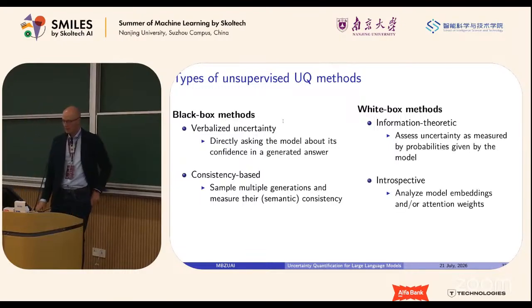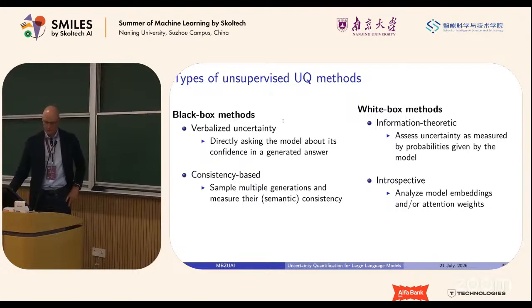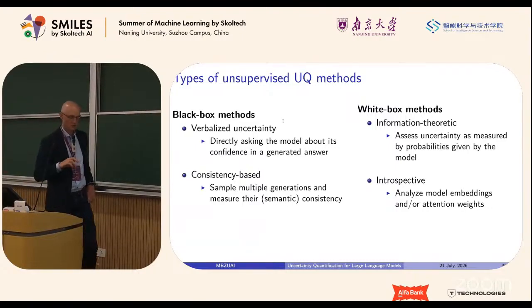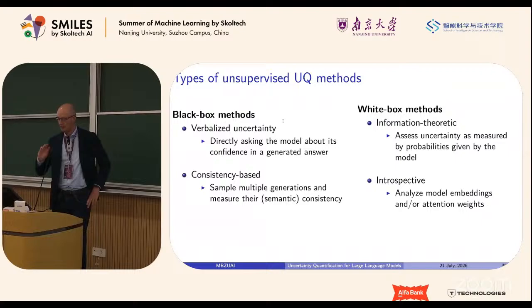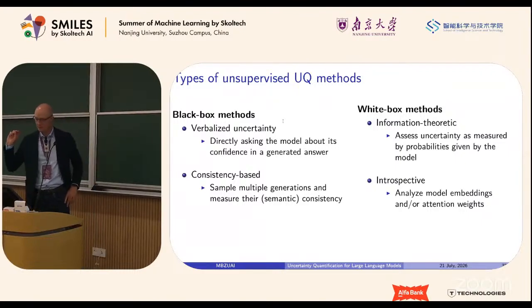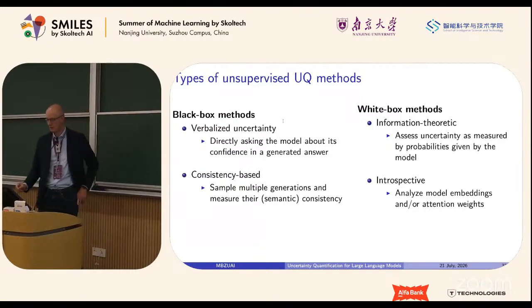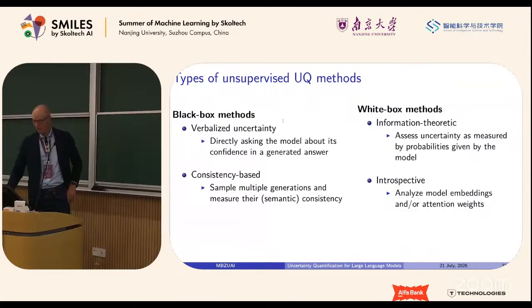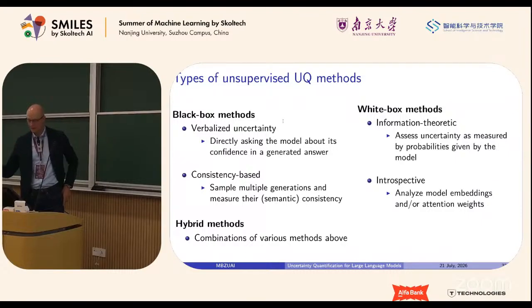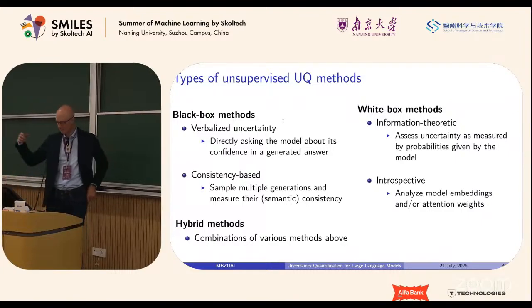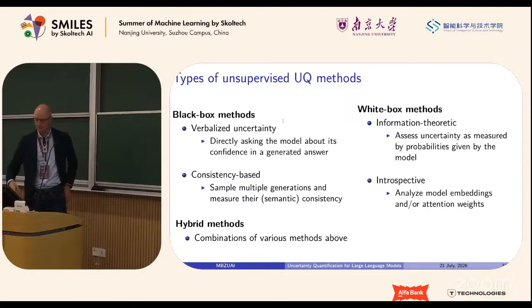And finally, there are introspective techniques. These techniques analyze internal states of a model, and you can find some patterns. You can find some signals from these internal states, attention maps, that tell you that this generation is a hallucination. Or you can even train some supervised probe on top of these generations. Also, we can think about some hybrid techniques that combine white box and black box techniques, combining different techniques such as information theoretic methods, verbalized uncertainty, consistency-based methods, and introspective techniques.